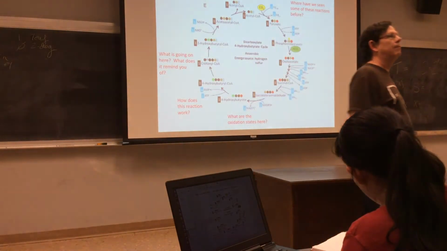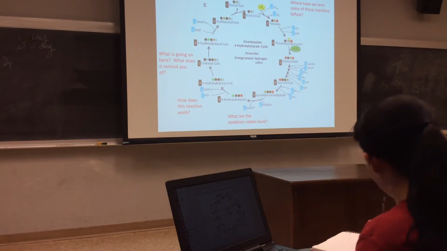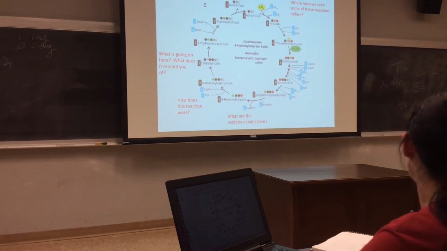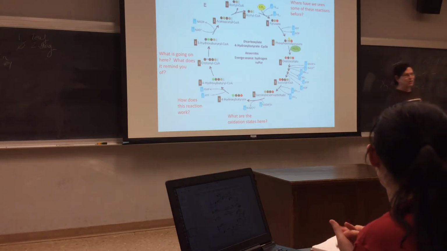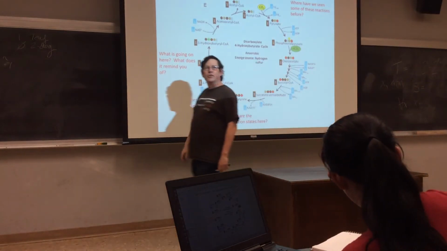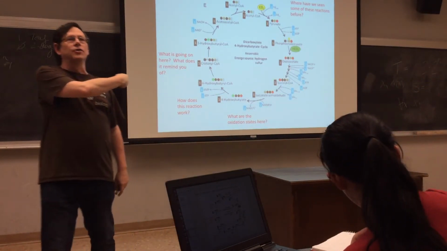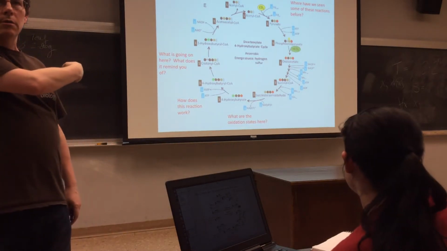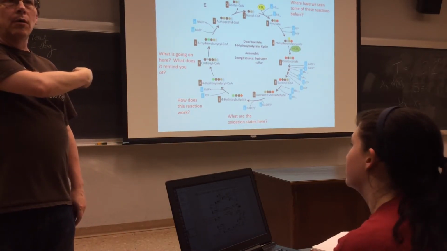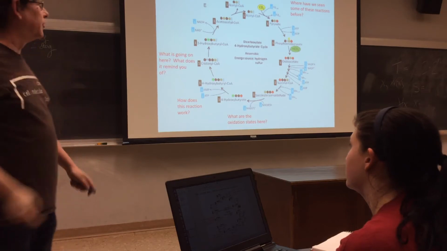Where have you seen that before? Where have you seen a dehydration followed by a rehydration to move a hydroxylate? There you go, aconitate. You knew it too anyway. So where we went from citrate to isocitrate, that's isomerization, 2-step, with an intermediate. You guys know all this stuff.